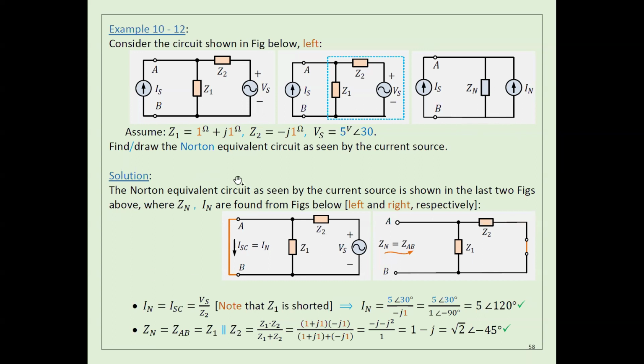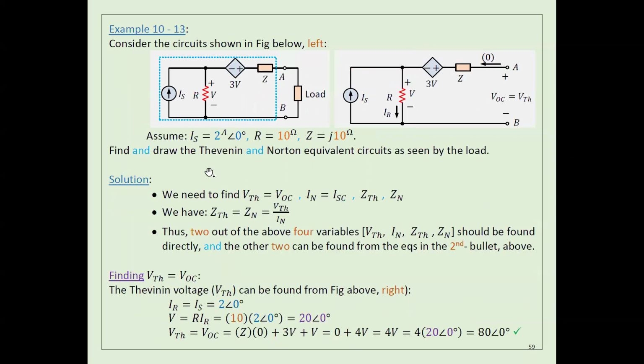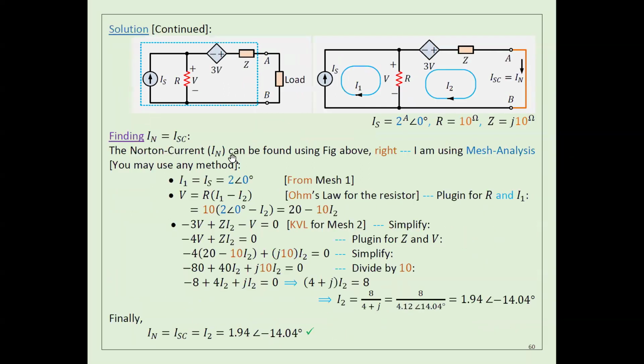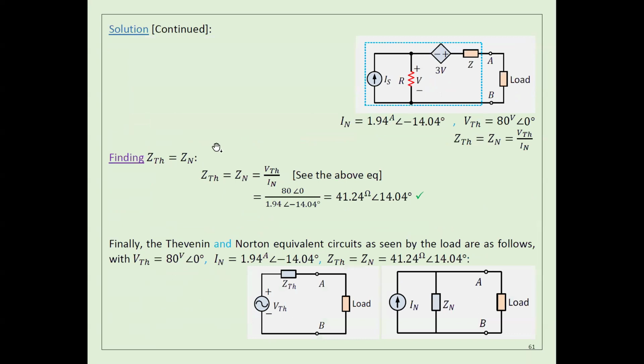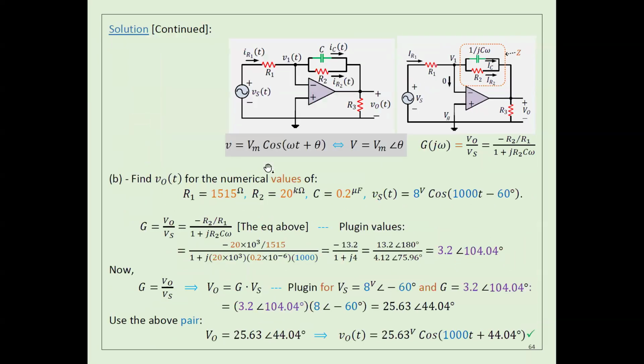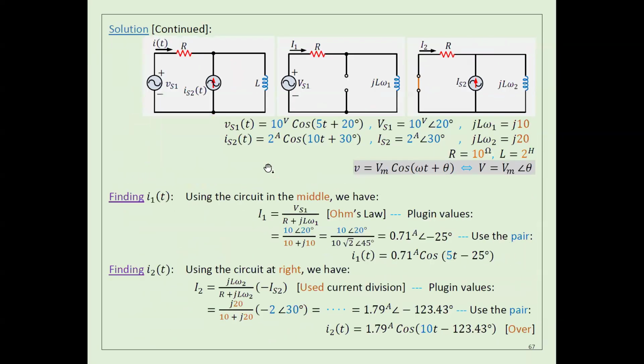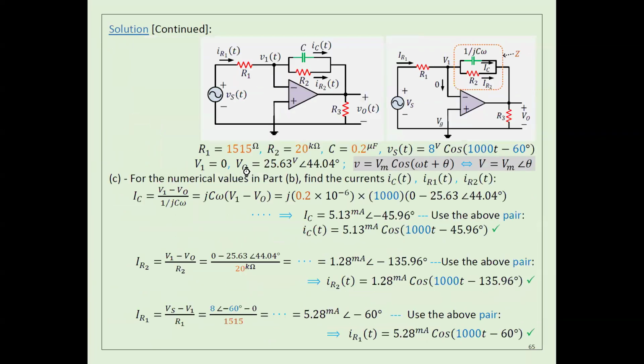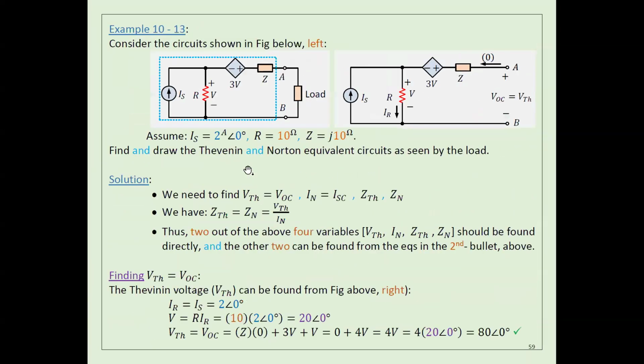Any questions? So I think we have multiple examples here, I think 3 examples. Let's move to the next one. Same thing here: I want to calculate the Thevenin and Norton equivalent of this circuit.